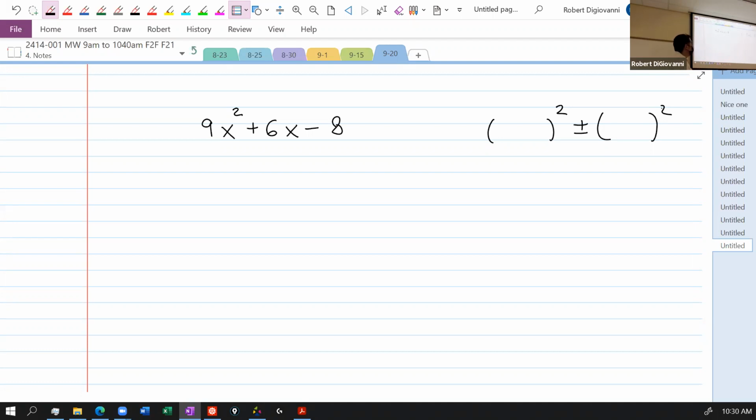Now, anyone recall the process at all? Like anything about how to complete the square? That's factoring. So you're trying to factor, right?